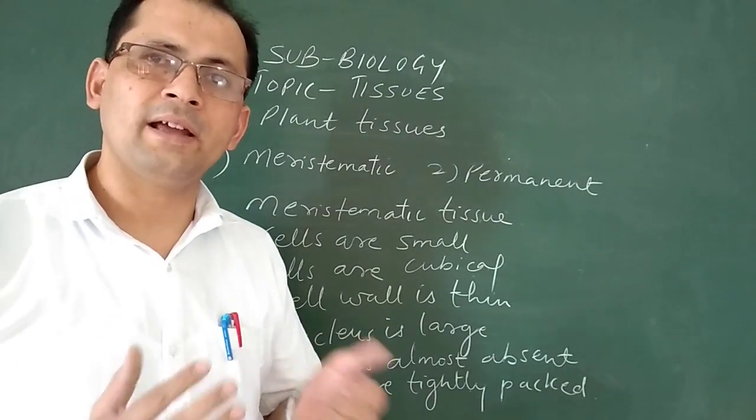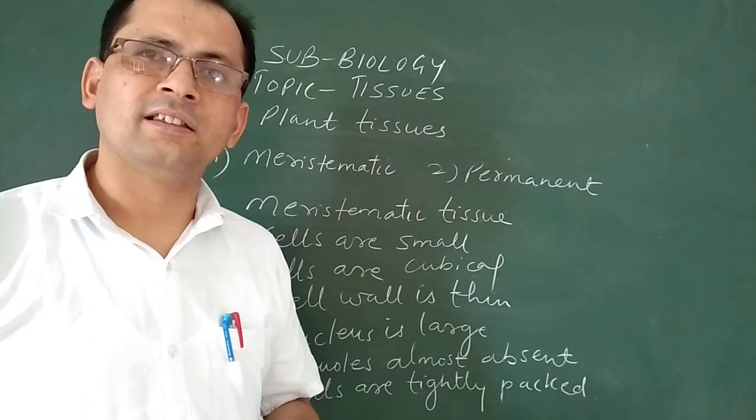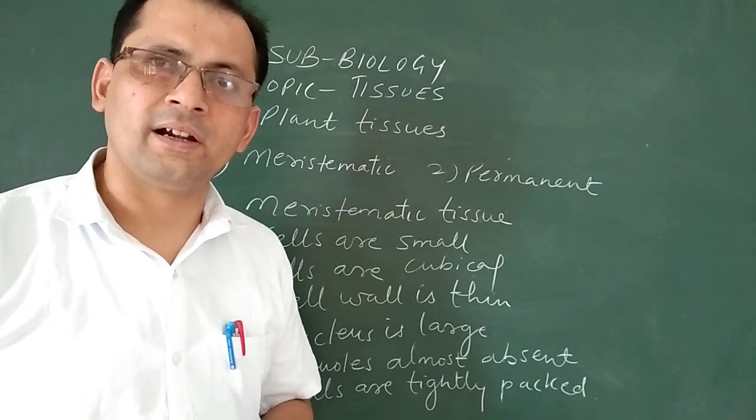Now these meristematic tissues are further of three types. One is the apical meristematic tissue, second is the intercalary meristematic tissue, and third is the lateral meristematic tissue.